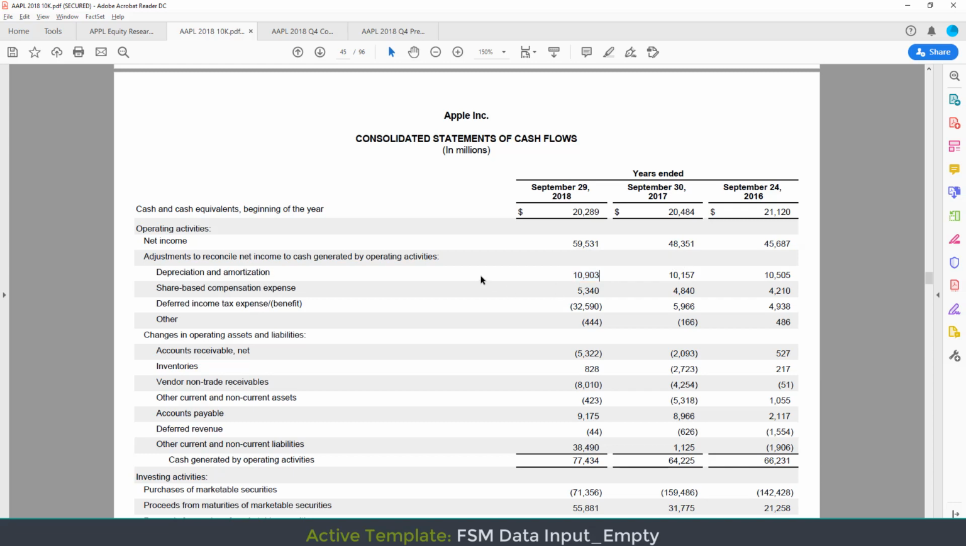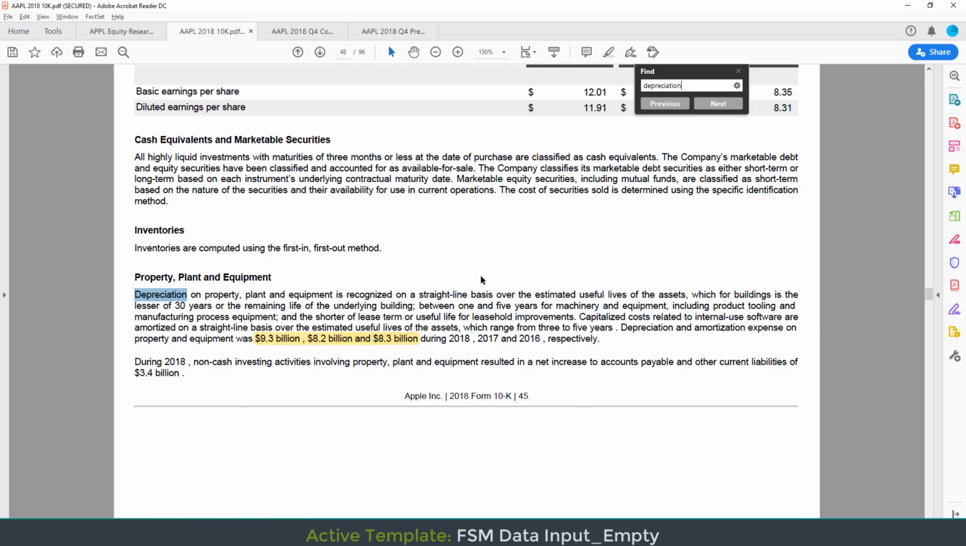So I want to look around to see whether the company will actually disclose historical depreciation just for PP&E, and it does. Sometimes it doesn't, and then we have to estimate it, but in this case it does. And it says the following in its footnote on page 48 of the reader, or 45 of the actual document. Depreciation on property, plant, equipment is recognized, by the way, on a straight line basis, and the depreciation and amortization expense on property, plant, equipment was 9.3, 8.2, and 8.3 over the last 3 years.